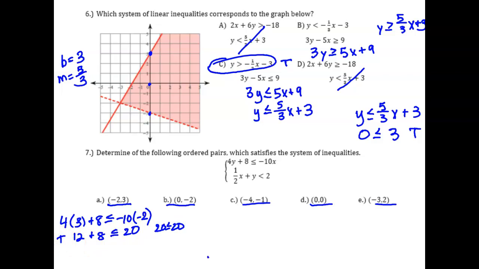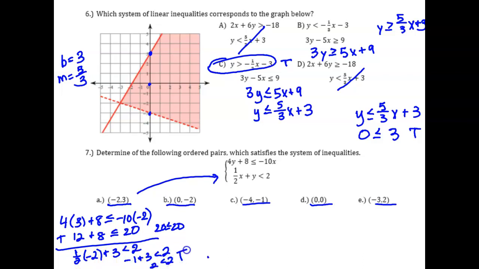And then the second one, we would plug it in. We've got (-2, 3). Now we're going to plug it in here. So for the second one, 1/2 times our x is -2 plus our y is 3. Is that less than 2? This would be -1 plus 3. Is that less than 2? Is 2 less than 2? That would be a false statement, because it's not less than, it's equal to.